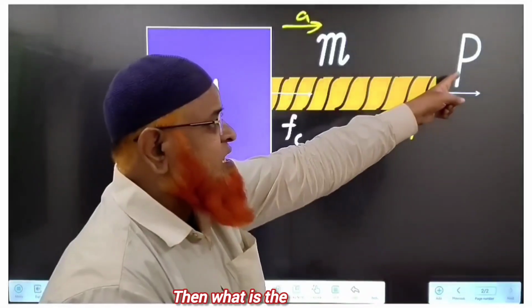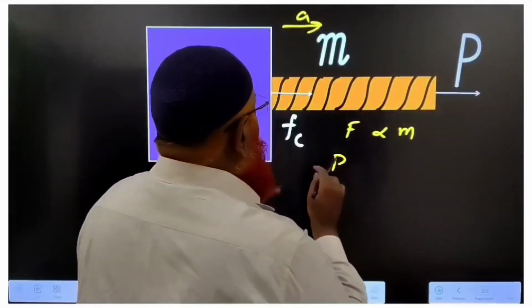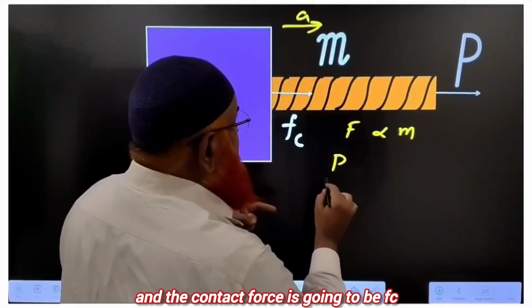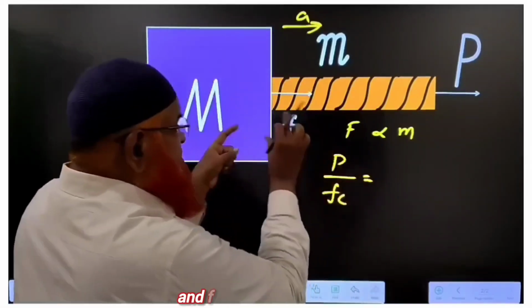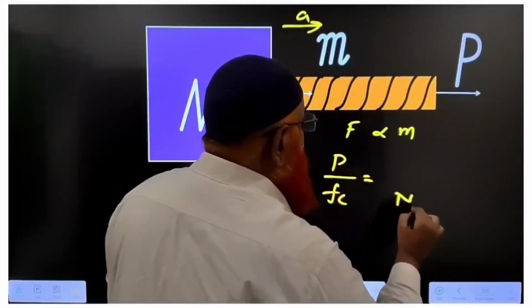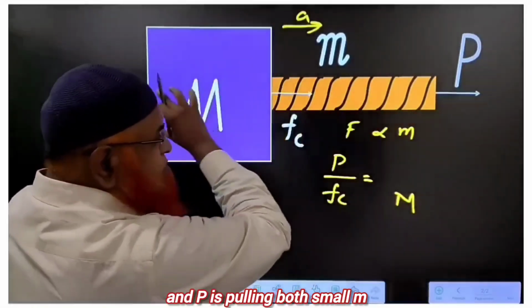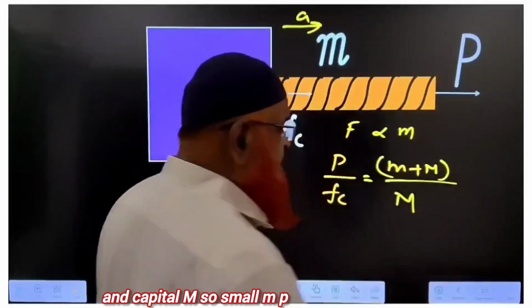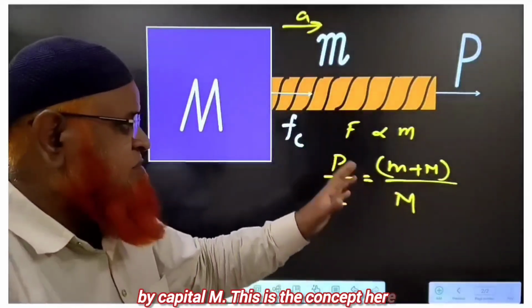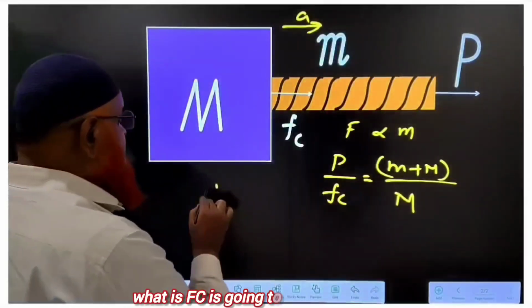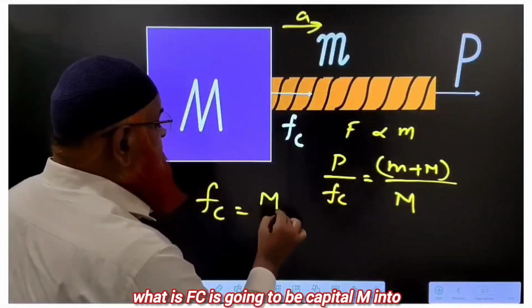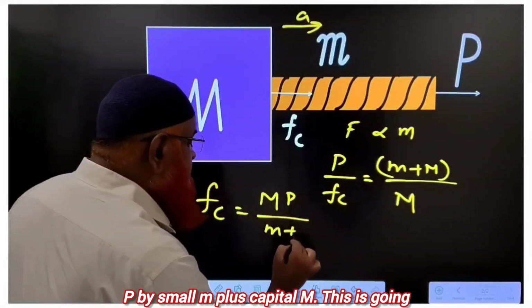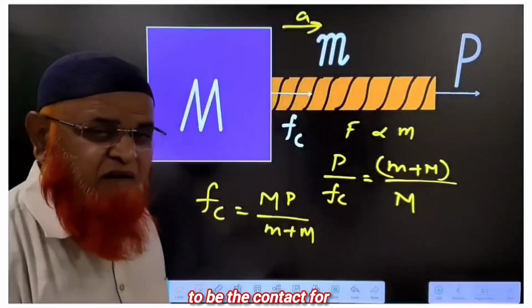Then what is the force here? The total force is P and the contact force is going to be Fc. And Fc is pulling capital M and P is pulling both small m and capital M. So small m plus capital M divided by capital M. This is the concept here. Then you need to find out what is Fc is going to be capital M into P by small m plus capital M. This is going to be the contact force.